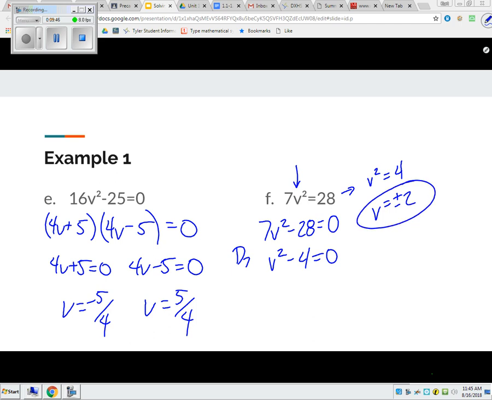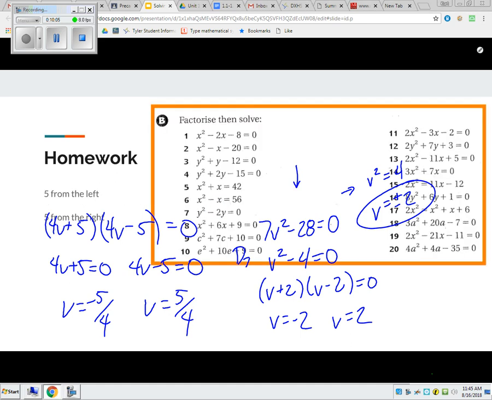I still could have gotten there working it this way, but man, it's a lot more writing I have to do. So both of them equal to 0, I get v equals -2 and v equals +2. I assure you both ways will get you full credit in my class as long as we're getting that right answer. Okay. All right. Good luck with the homework.